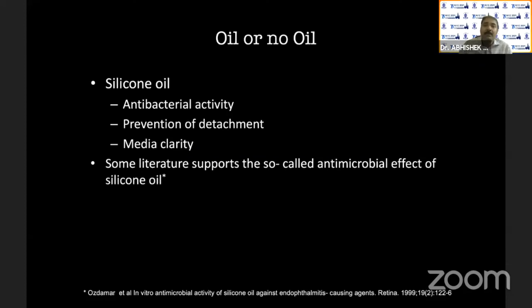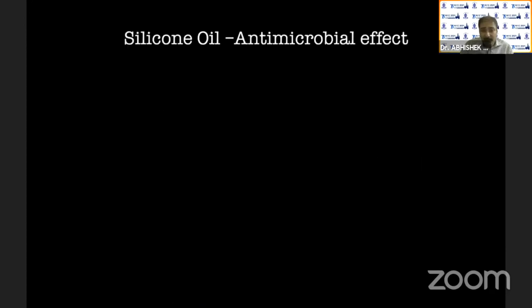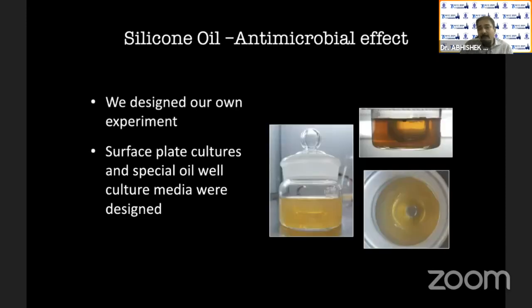Also, there is a school of thought which says to put in silicone oil whenever there is severe endophthalmitis, because some people have proposed that it has antimicrobial activity. Some people say that it prevents detachment and improves media clarity. However, I am actually not in favor of this. We did an experiment where we designed wells in nutrient agar. We made these wells the size of our eye, that is 24 mm diameter. And then we filled half of them with silicone oil and half of them with BSS, and we inoculated them with cultures of bacteria and fungi.